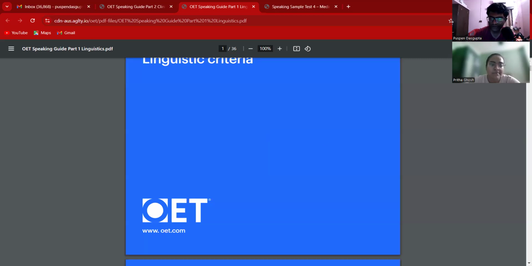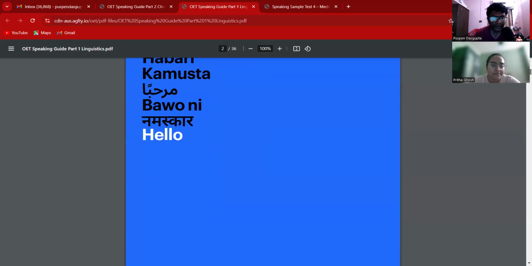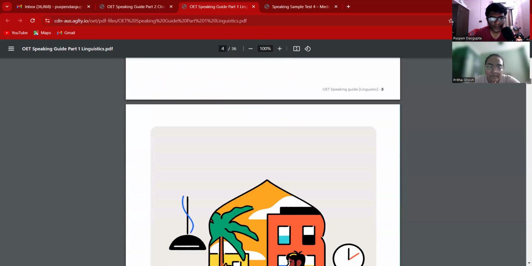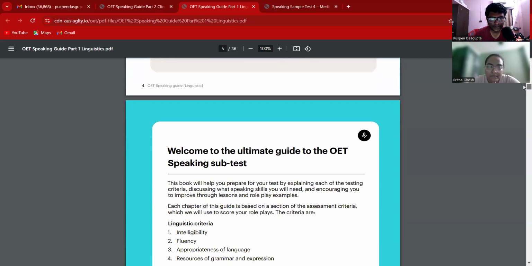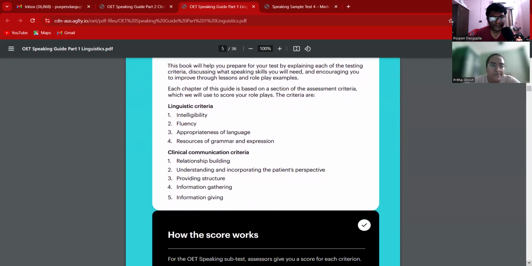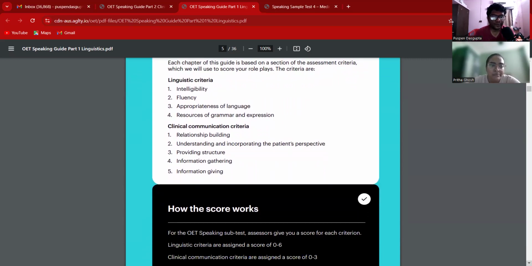Let's talk about the linguistic criteria first. For the source we are going to the official Occupational English Test website, and I think you can see the screen here. Yes, you can see that the linguistic criteria includes 4 things: intelligibility, fluency, appropriateness of language, and resources of grammar and expression. Intelligibility is the one that really makes candidates nervous. It certainly made me nervous because it is explained as whether your accent interferes with the ability of the listener to understand what you're saying.